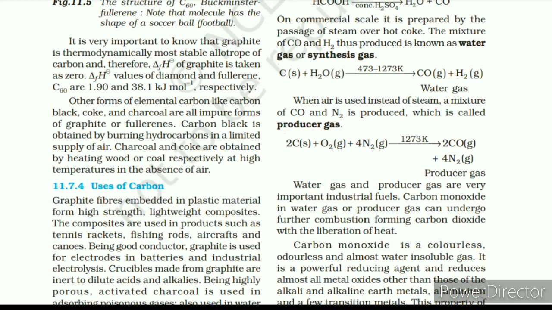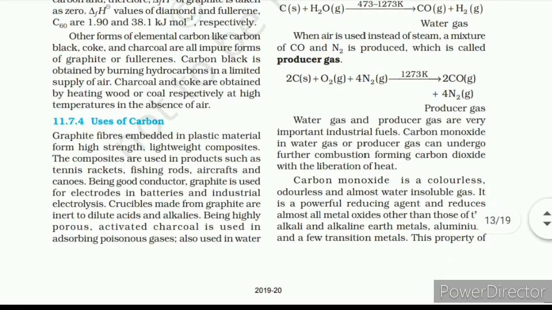11.7.4 Uses of carbon. Graphite fibers embedded in plastic material form high tensile strength, lightweight composite. The composites are used in products such as tennis racket, fishing rod, aircraft and canoes. Being a good conductor, graphite is used for electrodes in batteries and industrial electrolysis. Crucibles made from graphite are inert to dilute acids and alkali. Being highly porous, activated charcoal is used in absorbing poisonous gases, also used in water filters to remove organic contaminants and in air conditioning system to control odor.